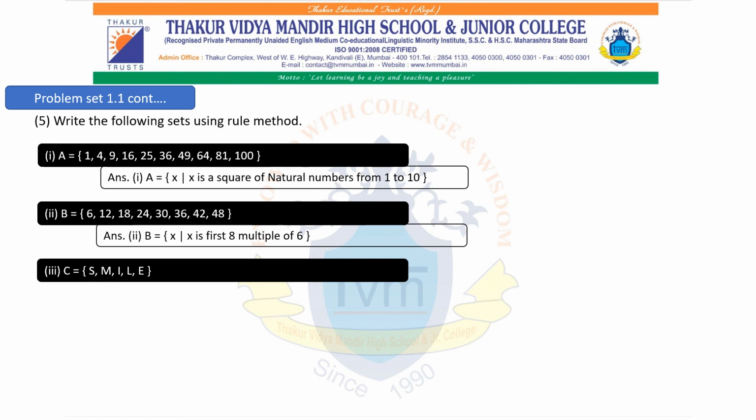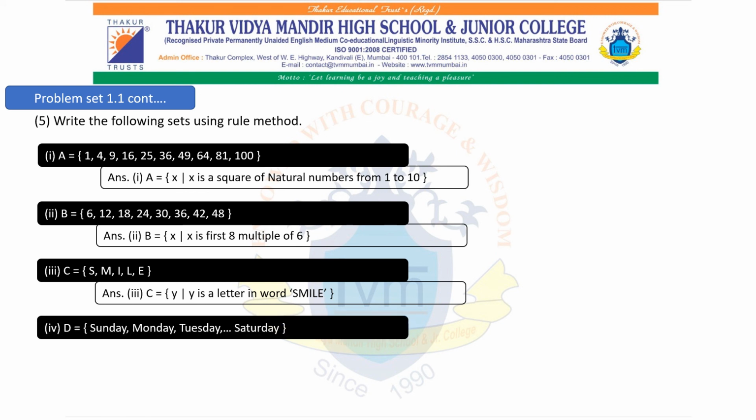Sum number 3. C is a set of S, M, I, L, E. They had taken 5 alphabets. Now with these 5 alphabets, whatever word we can form, here I can see we can form a word called smile, or it can also be miles. It can be written as C is a set of Y such that Y is a letter in the word smile, or it can be written as miles.